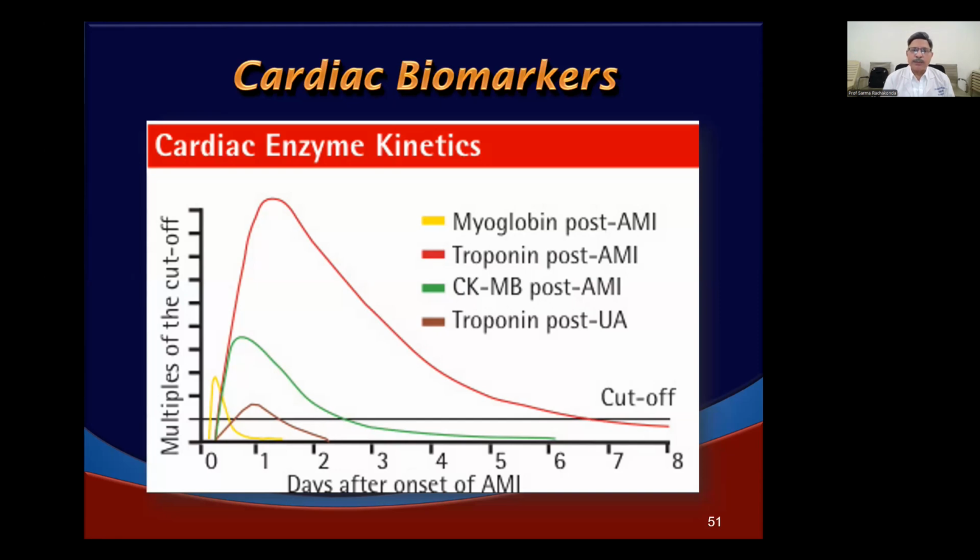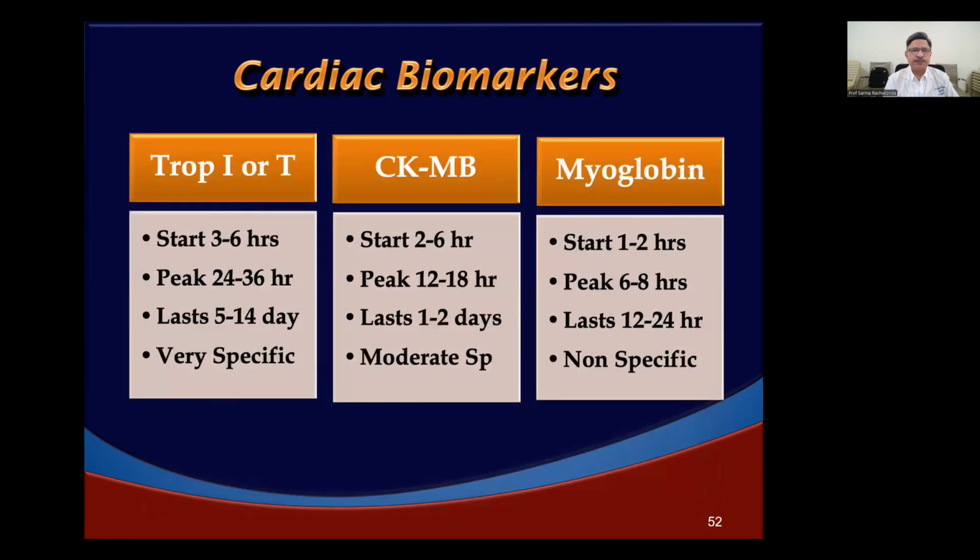Okay, so which will be the preferred test? Definitely trop because it starts early and continues for a long time. So I must do it. There are 2 types of troponins, trop I and trop T. Both are equally good. Trop I or trop T starts 3 to 6 hours, peaks in 24 hours, lasts for 15 days, very specific. CKMB starts in 2 to 6 hours, peaks in 18 hours, lasts for 1 to 2 days only, moderately specific. Myoglobin, non-specific. Don't do myoglobin. Trop I or T and CKMB.